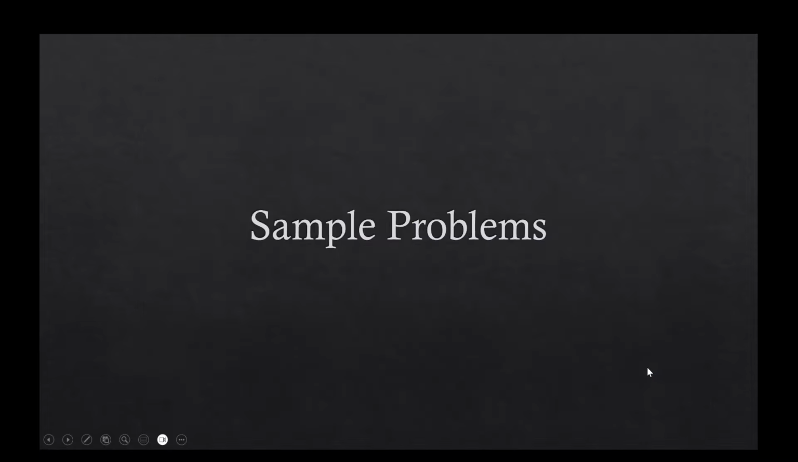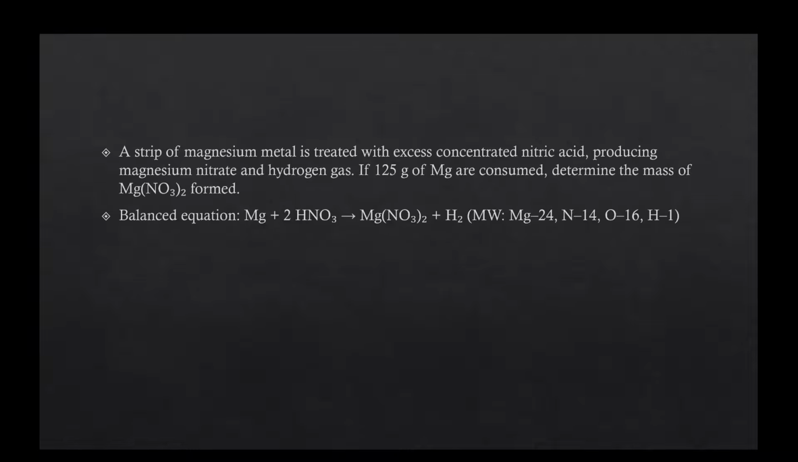Okay, so let's start solving the prepared sample problems intended for review of our major exam. Let's start first with number 1. A strip of magnesium metal is treated with an excess of concentrated nitric acid, meaning there is already an excess. We already know that magnesium metal is our limiting. If 125 milligrams of magnesium is consumed, determine the mass of the magnesium nitrate formed.